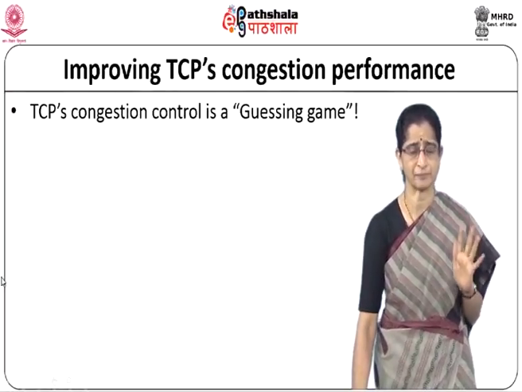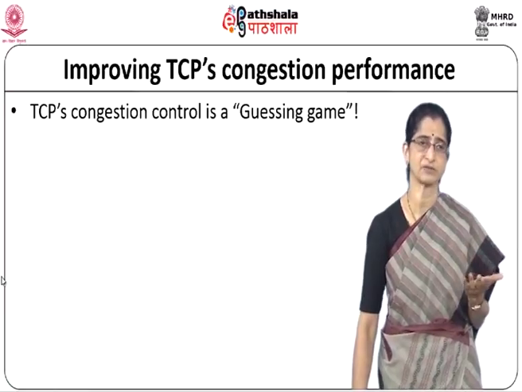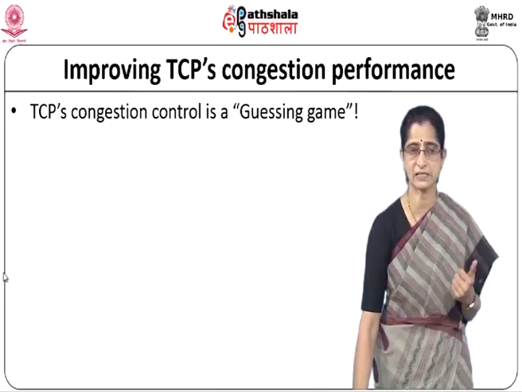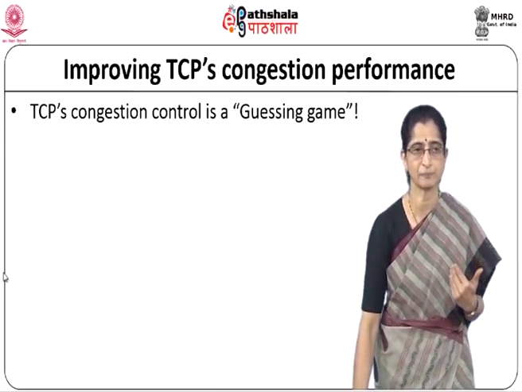tries to do is a guessing game. It assumes that whenever a packet is lost, it must be because of congestion. It just guesses it must be because of congestion and tries to do some congestion control mechanism by reducing the window size and reducing the amount of data that it is sending into the network.